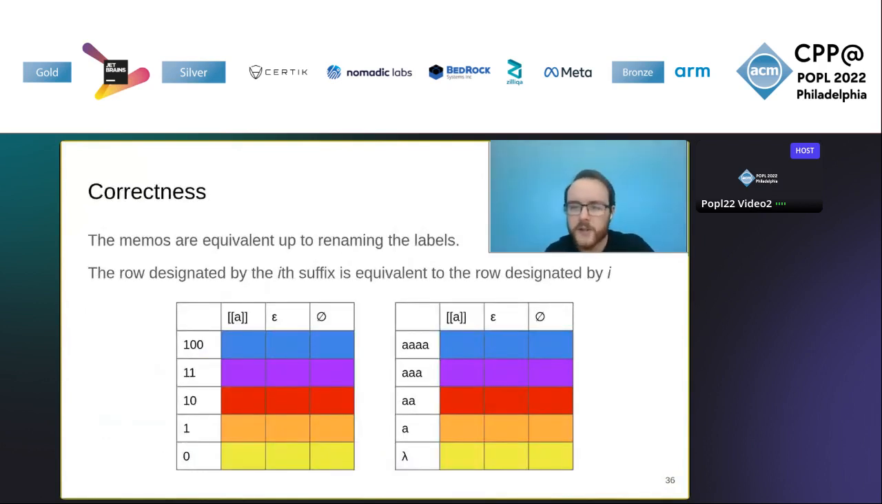So in terms of correctness, it's pretty straightforward. The row designated by the ith suffix is equivalent to the row designated by I. So these tables are equivalent up to renaming the labels.